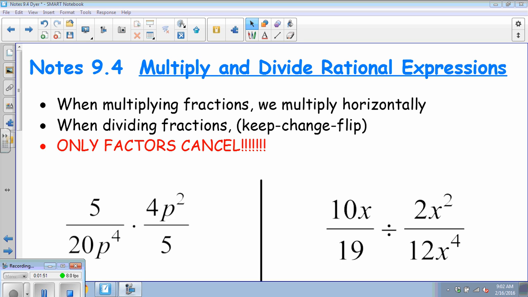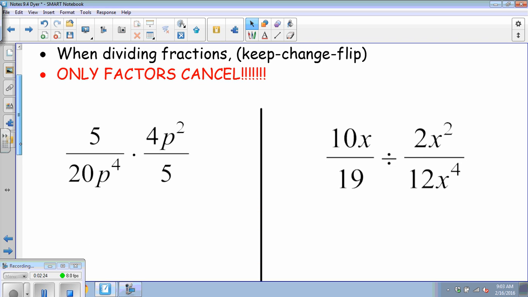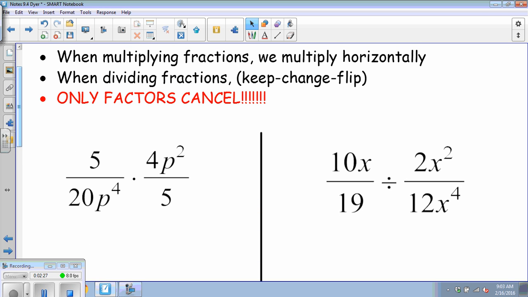What's a factor? Something that is multiplied to something else, not added. You can only cancel factors. Okay, you cannot cancel anything that's added or subtracted to something else. And this is why, if you ever get confused, you need to think about this stuff in terms of real, regular numbers. Because a variable is a number. It's just a number. We don't know what it is, but it represents an actual number. If you can get this concept, it'll make this section a lot easier.